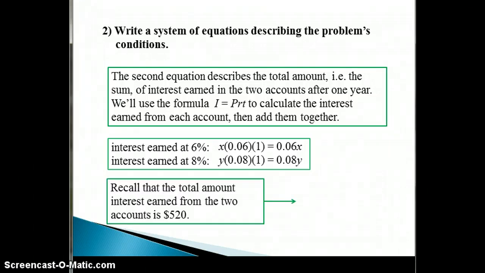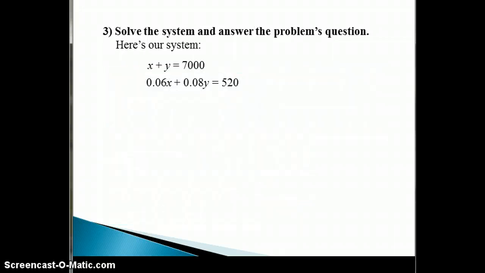Recall that the total amount of interest earned in these two accounts is $520. So if we add these two expressions, the sum is equal to 520. That is our second equation. So now here is our system. Let's solve this one by substitution.